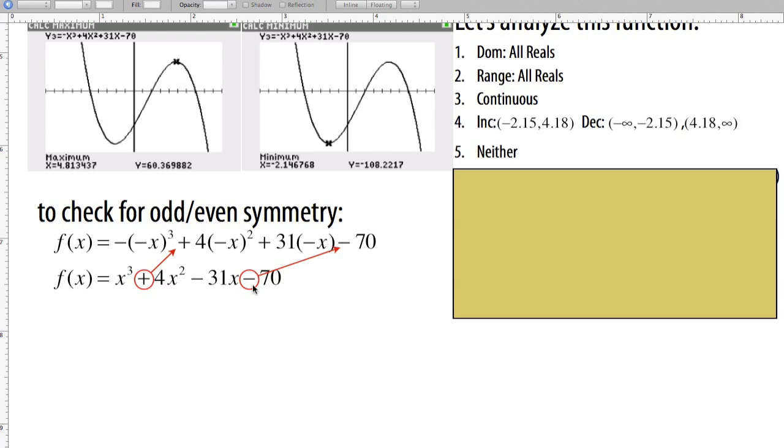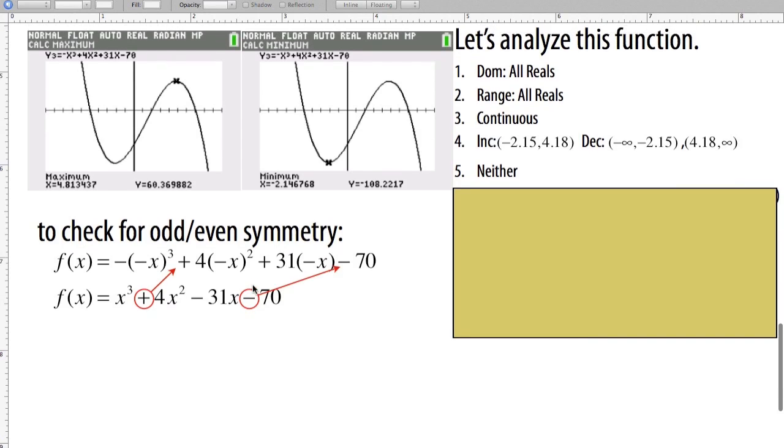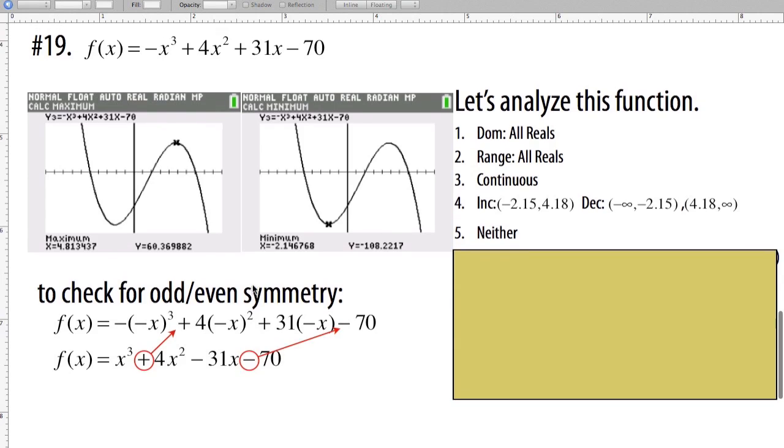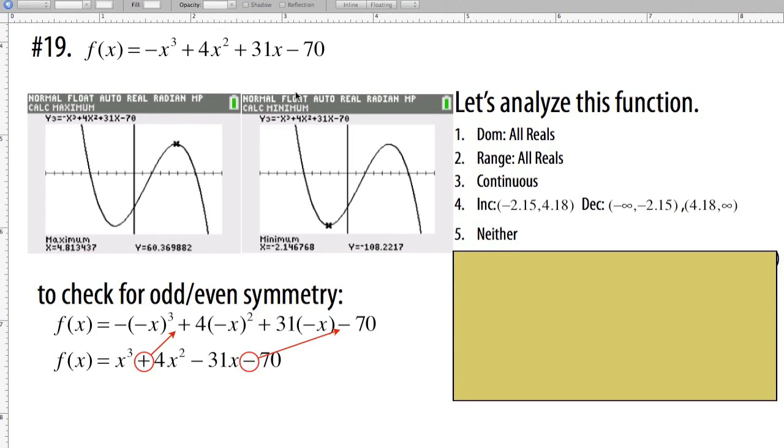Even symmetry has all the signs exactly the same. So when I plug in negative x, it doesn't change anything at all. But when you plug in for odd symmetry, you expect to see every single sign flip over. Now there is a quick and easy shortcut to this problem to know that it's neither automatically without really looking at it, and it's located right here.